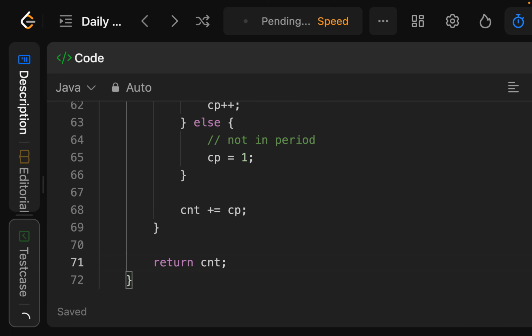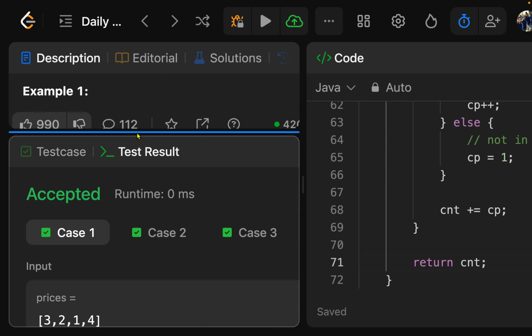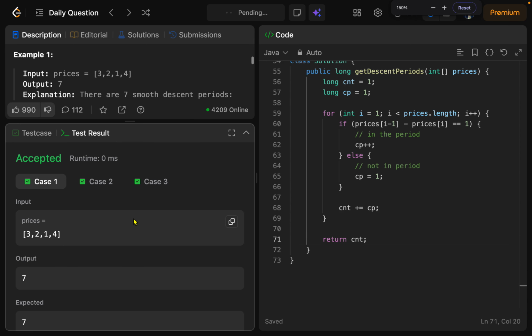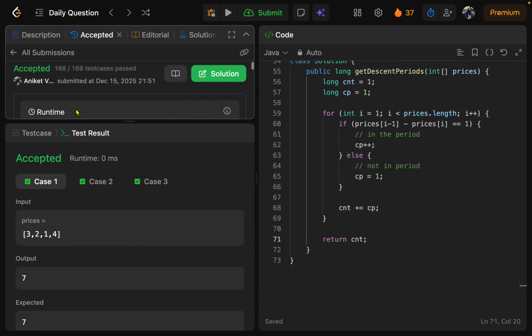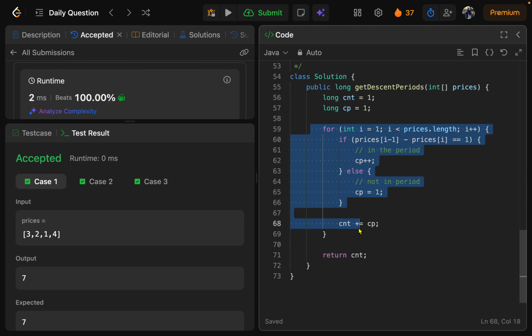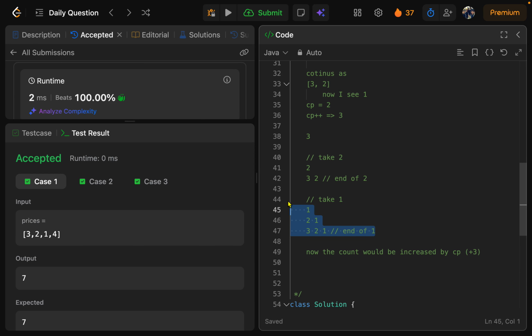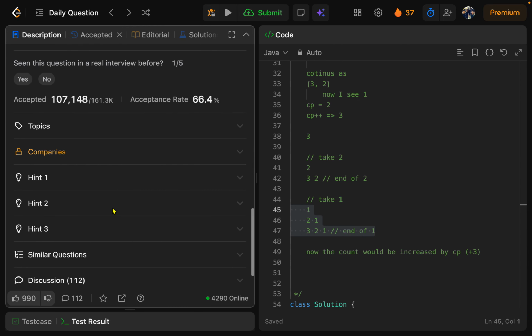Let's run this code for any sample compiler errors or any of the sample test cases. Yeah, it is working fine. I'll submit it quickly with zooming it out. And yeah, it has passed all the test cases, and it beats 100% of the code, because there was not much within the code itself. It was just a simple if else, but a huge understanding of how continuous progression increments your count, and that's it. So that is all about it.